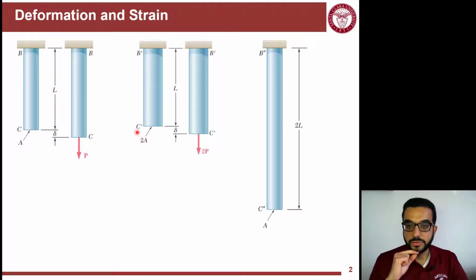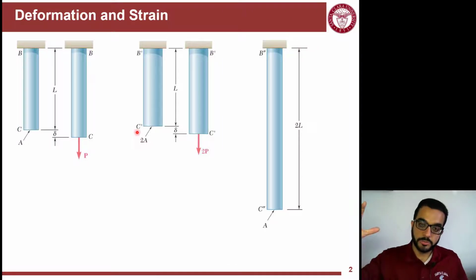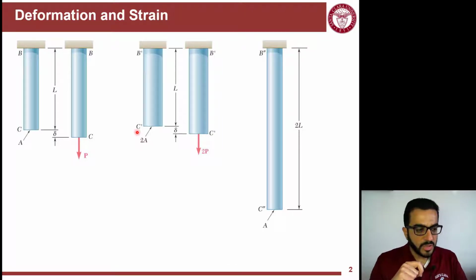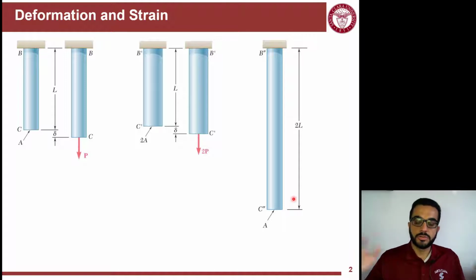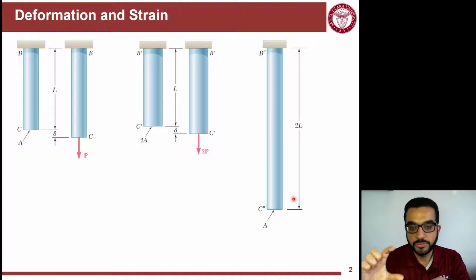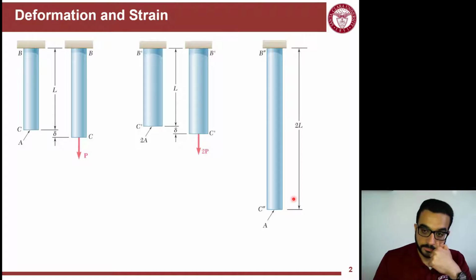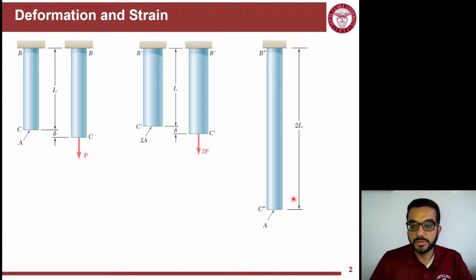Now another question for you: if we now have a longer bar with the same cross-sectional area, how much elongation would result from a force P? We're fixing the force to be P, we're fixing the cross-sectional area, but now we're dealing with a longer member. What do you think deformation here will be? Will it still be delta, less than delta, or more than delta? Think about it for a moment.